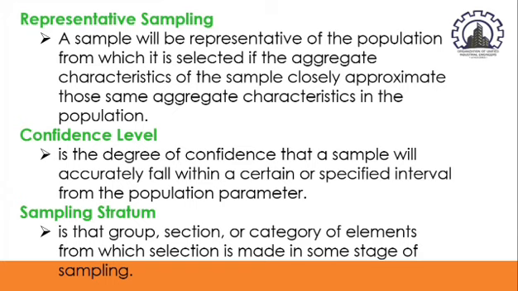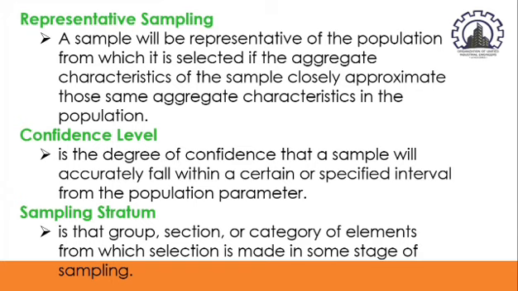And also we have the confidence interval. The confidence interval is the degree of confidence that a sample statistic will accurately fall within a specified interval from the population parameter. So the interval called the confidence interval is the range within which the sample statistic should fall. The interval is expressed as plus or minus the sample statistic.